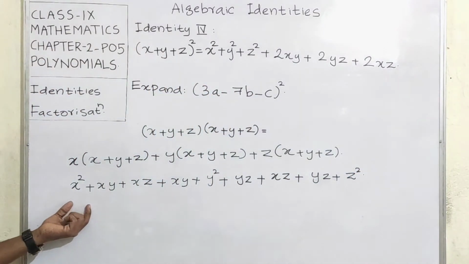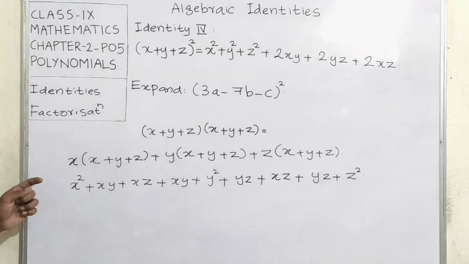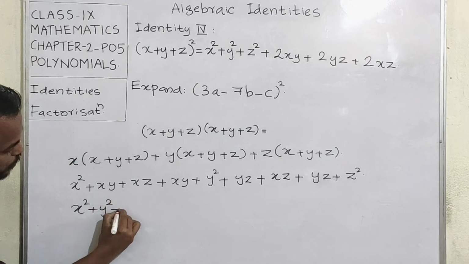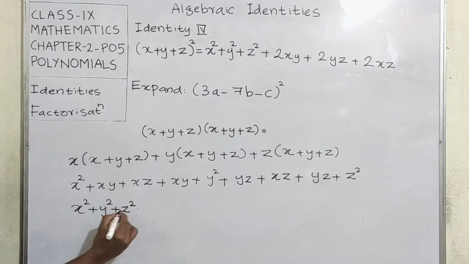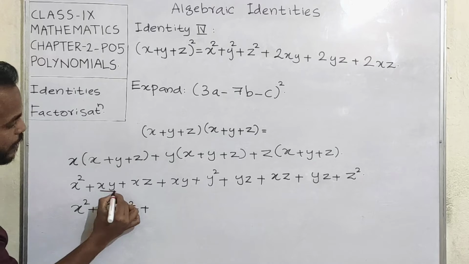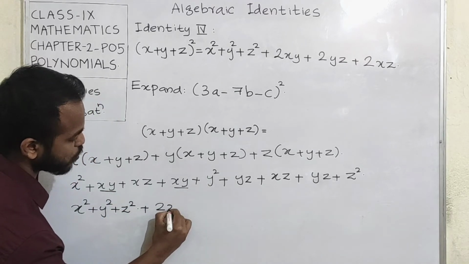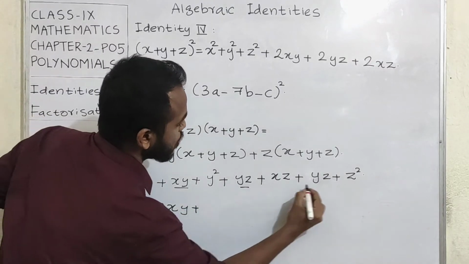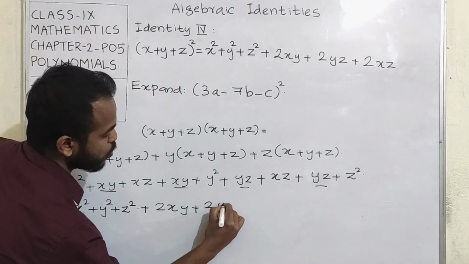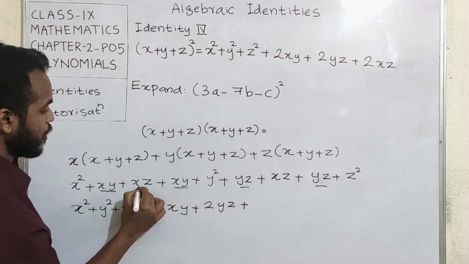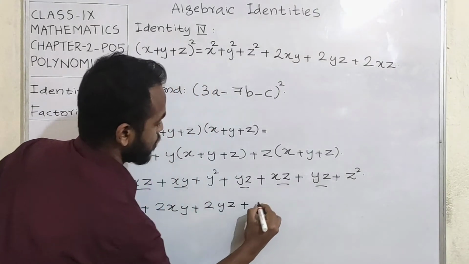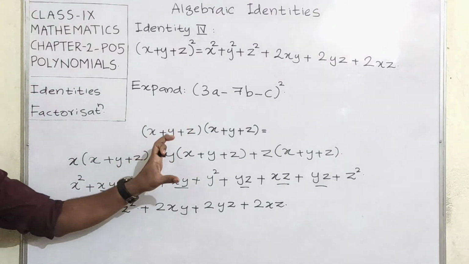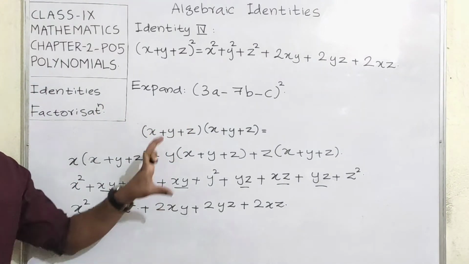Now we will write the terms with the variables with the highest power first, that is x square plus y square plus z square. Then how many xy's are there? There is an xy, there is another xy, so 2 times xy in total, plus then how many yz's are there? There is yz, there is another yz, so 2 times yz, plus then 1 xz, another xz, so 2 times xz.